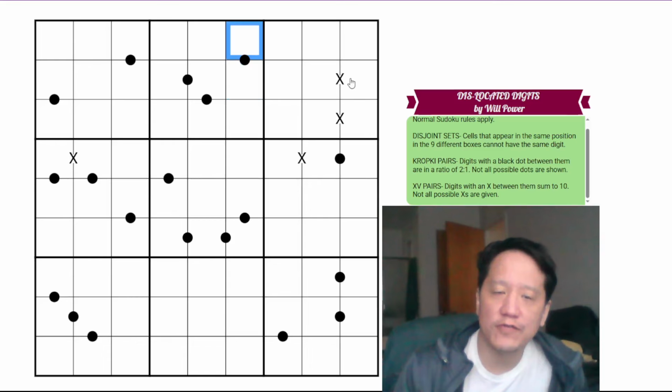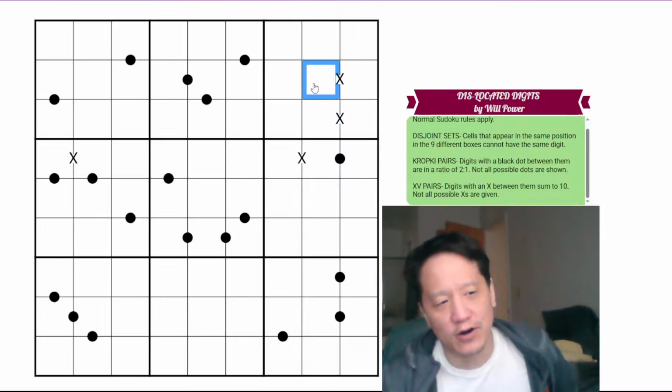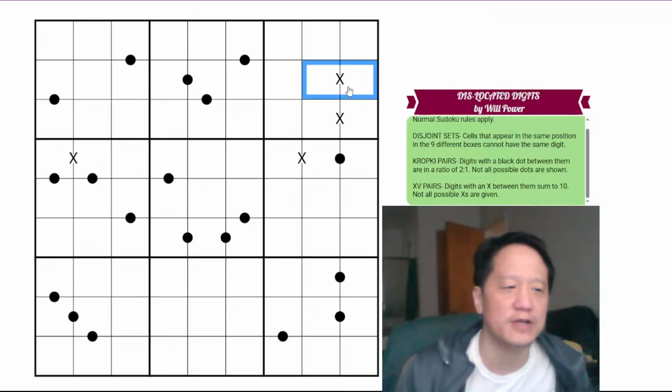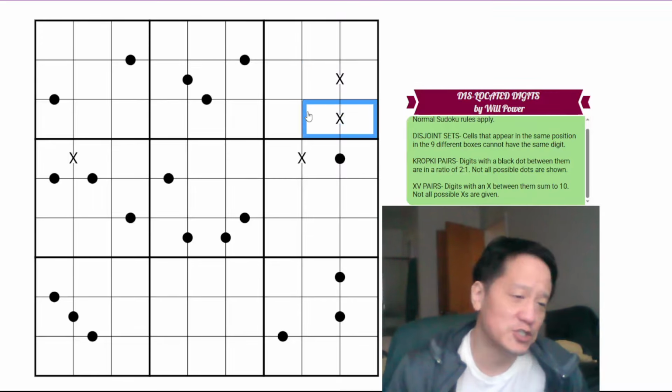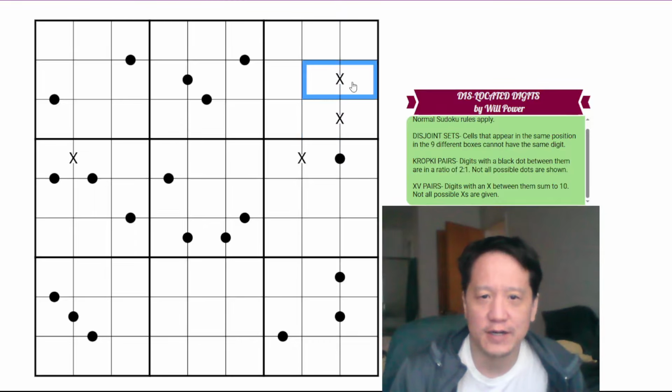And finally, we have XV pairs, where digits with an X between them sum to 10. Not all possible X's are given. I would prefer adding that not all possible dots are necessarily shown, right? It could be that there are no more, but there also could be some. That's just preferential wording. I think it's fine either way.